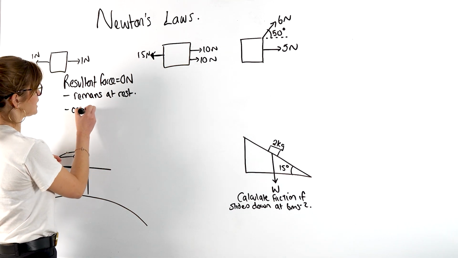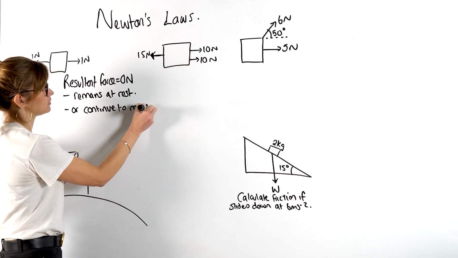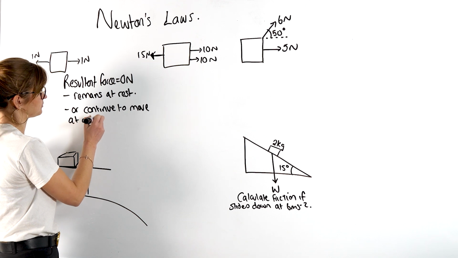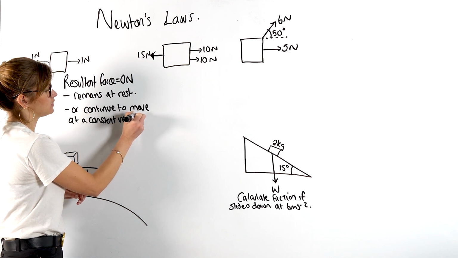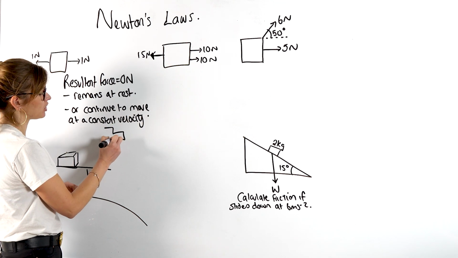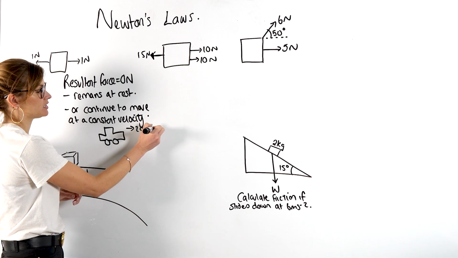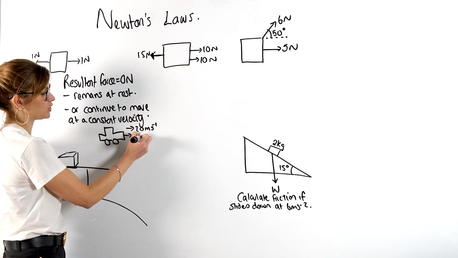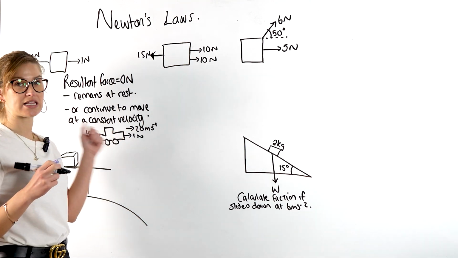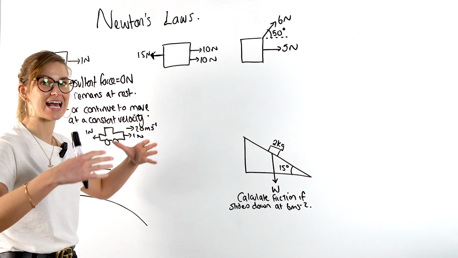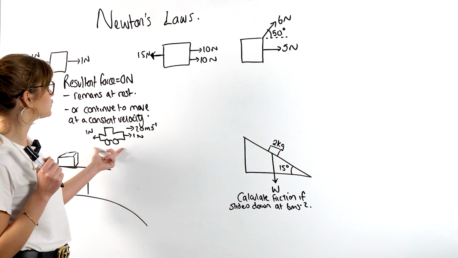Or it's going to continue to move at a constant velocity. So for example, if I have a car moving at maybe 20 meters per second in the forward direction, and we've got a forward force on it of 1 newton and a backward force on it of 1 newton, it's just going to continue to move forwards at 20 meters per second, right? It's going to keep going at the exact same speed, not changing, because the forces on it are balanced. Okay, so that's Newton's first law.